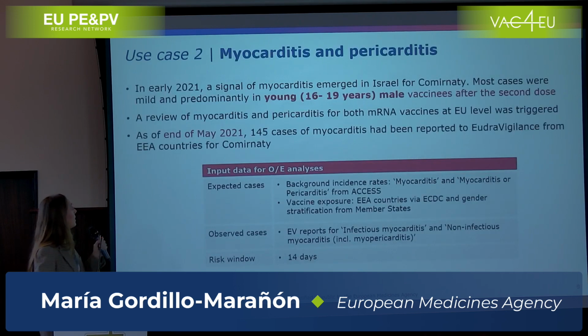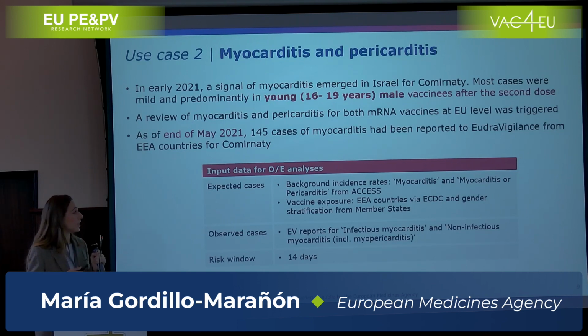The second use case I wanted to present is myocarditis and pericarditis and the mRNA vaccines. In this case, the starting point was different because myocarditis and pericarditis had been associated with SARS-CoV-2 infection and therefore were included in the list of adverse events of special interest. Just to give you some context about the signal, this emerged in Israel for Comirnaty in early 2021, where most cases that were reported were mild and predominantly in young male vaccinees after receiving the second dose of Comirnaty.